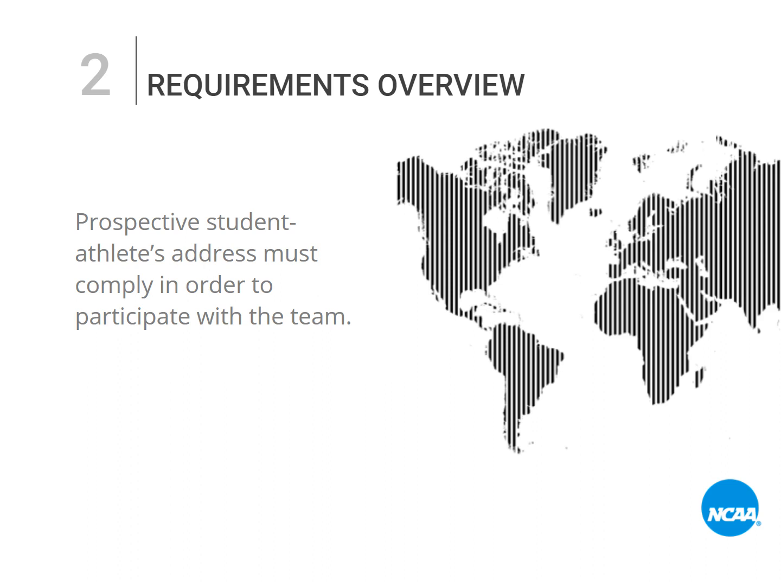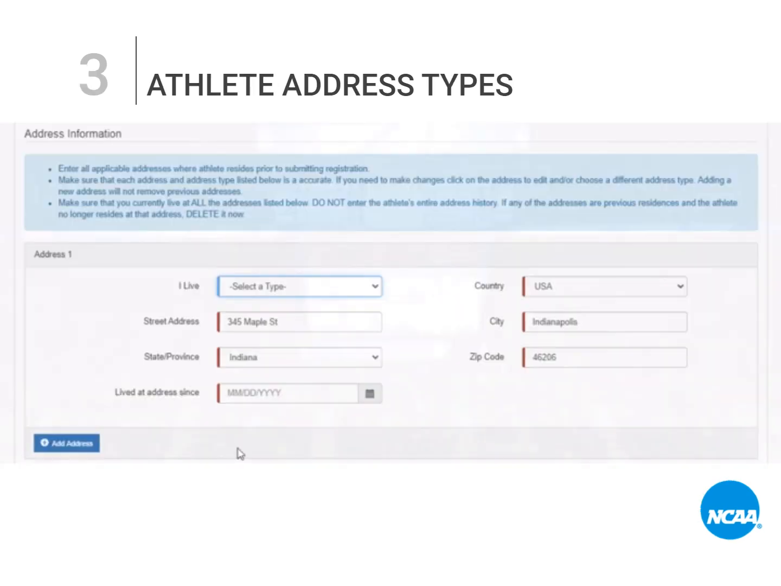Each year when an athlete registers or renews their account in the Basketball Certification System, or BBCS, the athlete is asked to enter all addresses where he or she has lived during the year. For each address entered, the athlete must identify the address type that best describes the nature of the address.